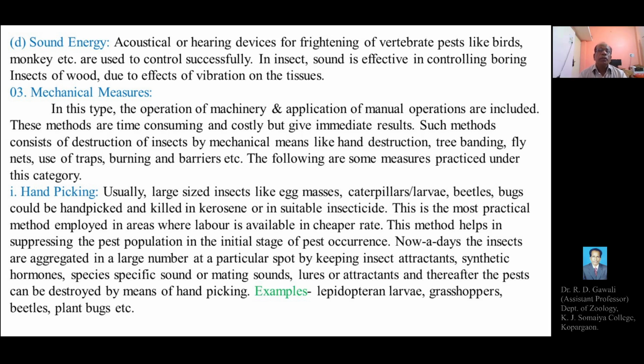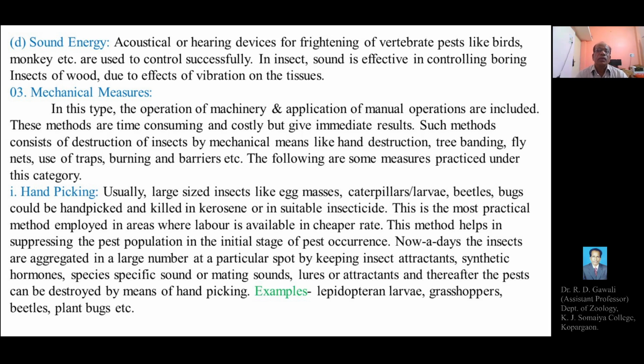In this type, the use or operation of machinery, equipment or devices and the application of manual operations are included. So this includes the use of mechanical devices, equipment or machinery together with manual operations for the purpose of controlling the pest. These methods are time consuming and costly but give immediate results.